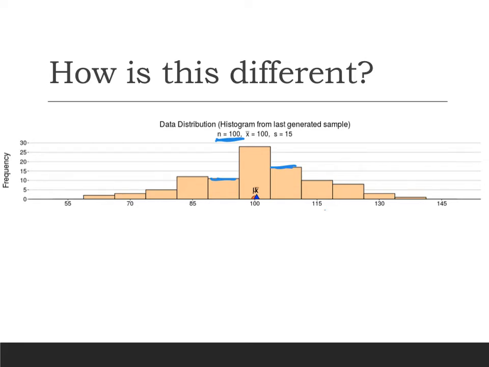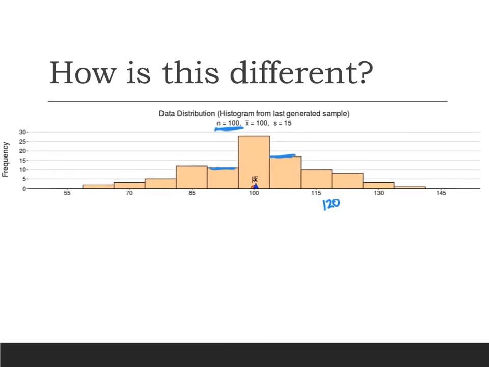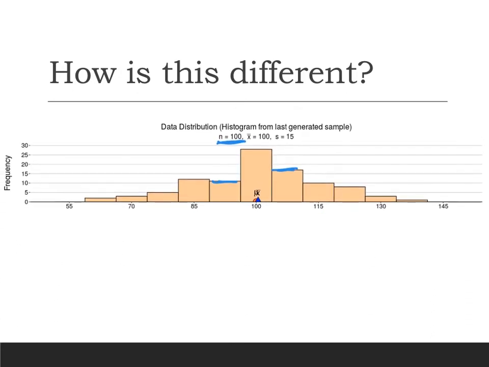So we had the population distribution. We had a distribution of a sample. So this is my sample data, and I can describe it. It's also approximately normal with a mean of 100 and a standard deviation of 15. But then we have the distribution of all of those sample means.